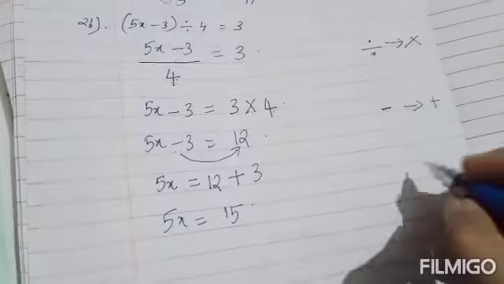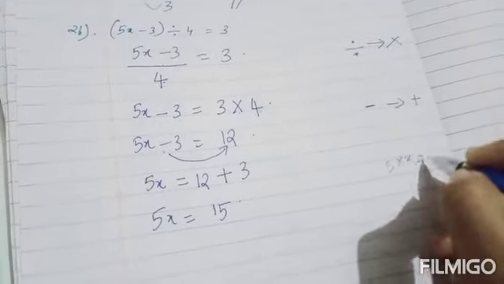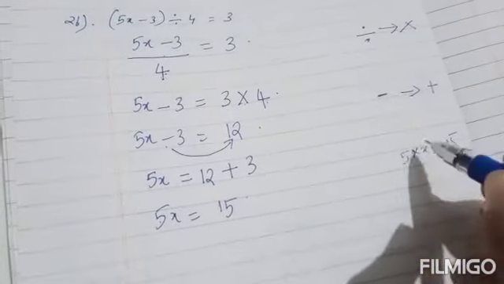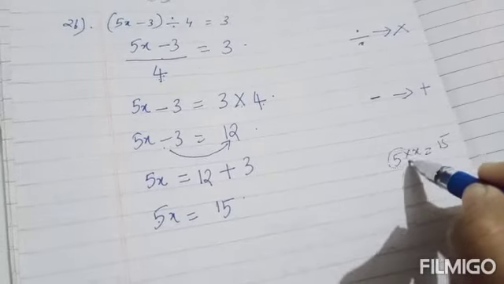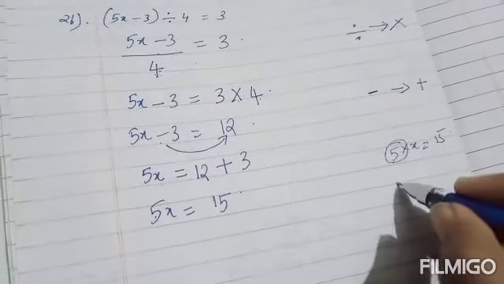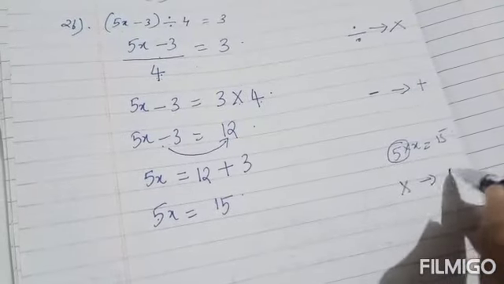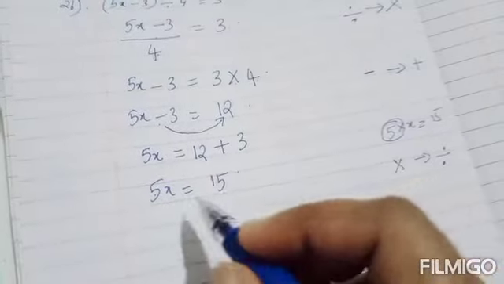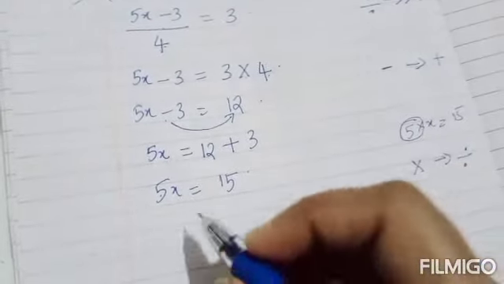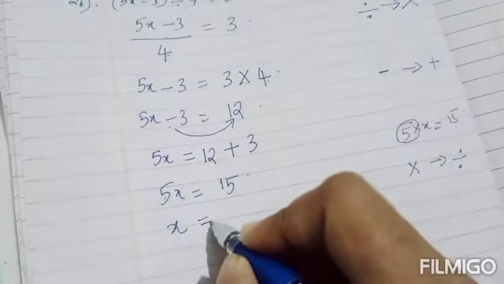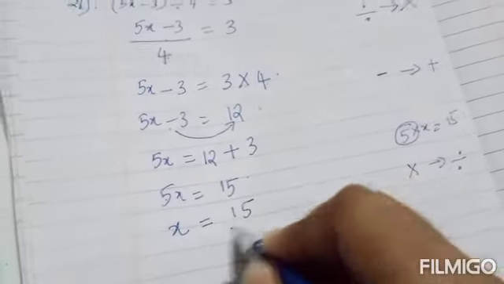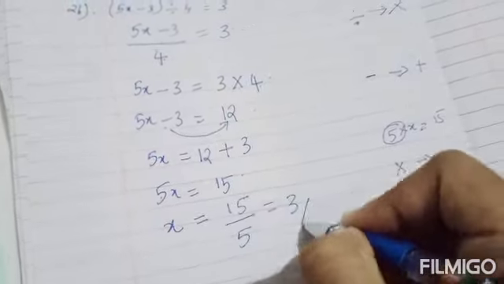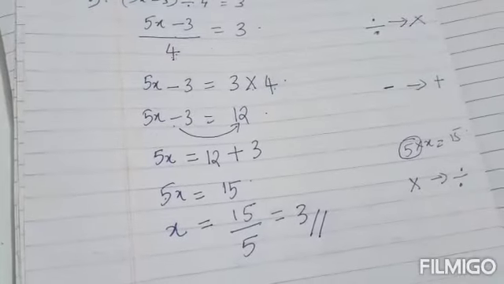Now 5x equal to 15 means 5 into x equal to 15. So from this you can take the 5 to the other side. Here multiplication is coming, so multiplication on taking to the other side will become division. So 5 on taking to the other side will become divided by 5. So here x equal to 15 divided by 5. 15 divided by 5, it is 3. So x equal to 3 is the answer.